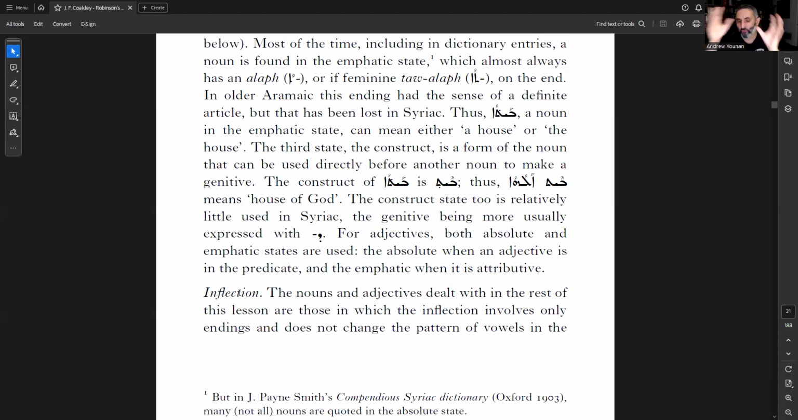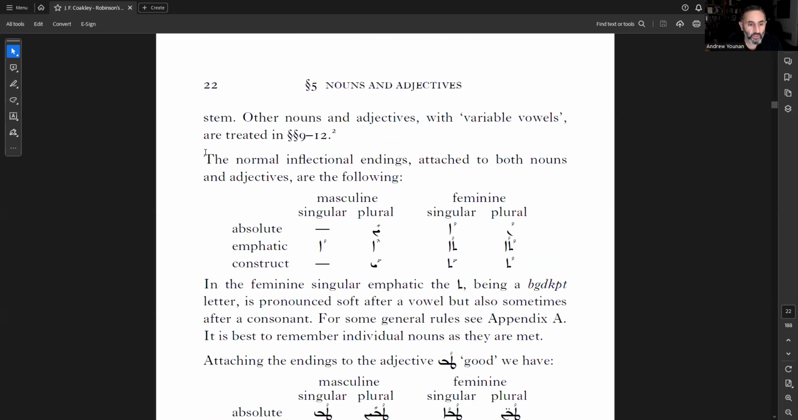Inflection, as in what form or what pattern do these take? The nouns and adjectives dealt with in the rest of this lesson are those in which the inflection involves only endings and does not change the pattern of vowels in the stem. Other nouns and adjectives with variable vowels are treated in chapters 9 to 12. So there are going to be different things that change within the noun or the adjective themselves, like vowels. I call it vowel movement. I'm not going to spend that much time on it. I think just pay attention to the patterns. Maybe we'll read through these chapters together. We'll see. The normal inflectional endings attached to both nouns and adjectives are the following. Here we go.